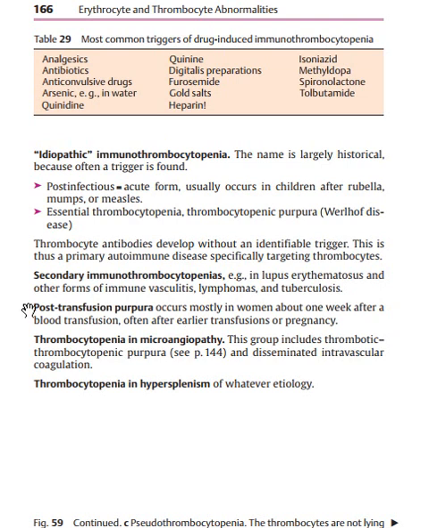Then you have post-transfusion purpura. It occurs mostly in women about one week after a blood transfusion, and often after an earlier transfusion or pregnancy. Why? In post-transfusion purpura you have a post-transfusion thrombocytopenia. Is it clear? Certain antibodies present in the donor's blood react with the platelets in the recipient's blood and result in a low level of thrombocytes. That's why it's called post-transfusion purpura.